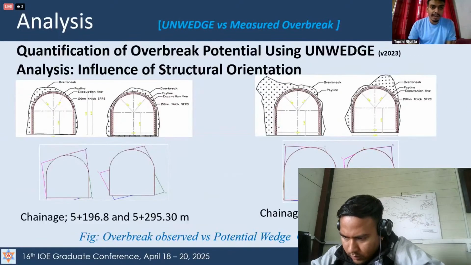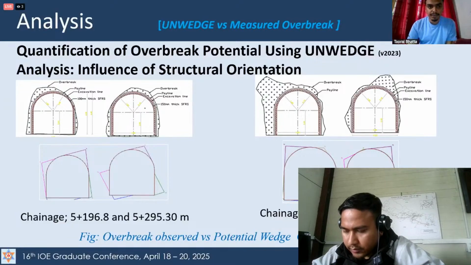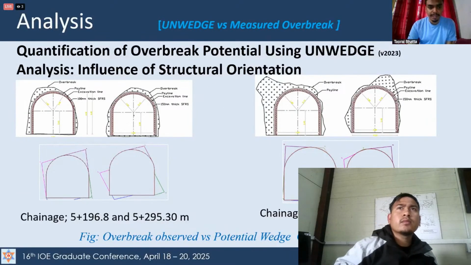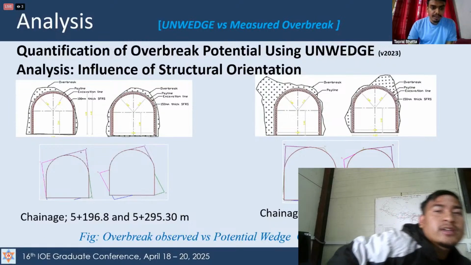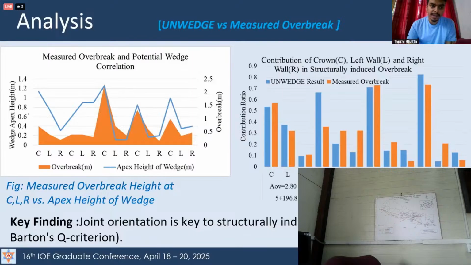Now, analysis by UnWedge, by measurement, in the Rocscience package version 2023, to analyze the influence of joint orientation in formation of overbreak. As we see in this figure, the potentiality of wedge formation in this area is high, and the obtained data of overbreak profile is similarly correlated with each other. This is further analyzed by wedge apex height versus the height of the overbreak, and we can see that there is a direct correlation in this part.